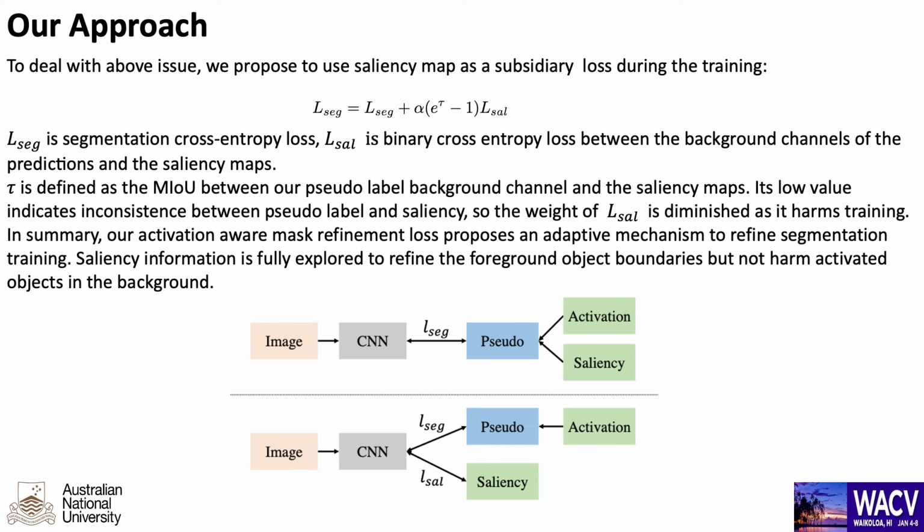To deal with the above issue, we propose to use the saliency map as a subsidiary loss during training, and we use a consistency between the saliency map and the pseudo-label to control the weight between the two losses. Please see more details in the paper.